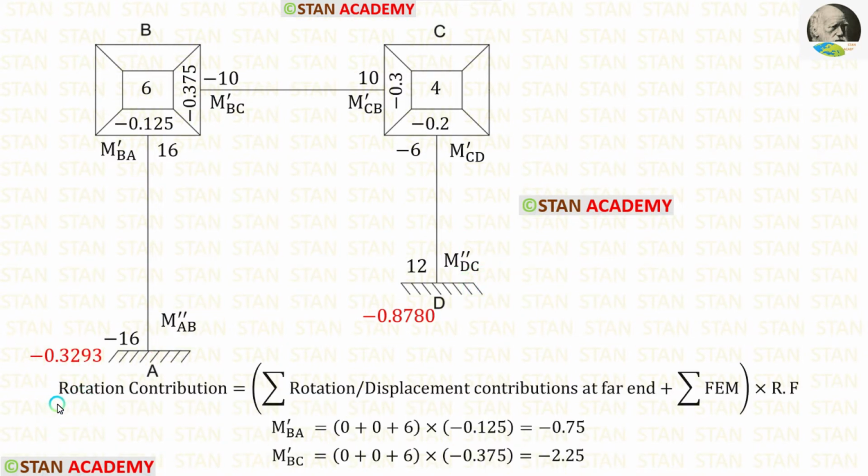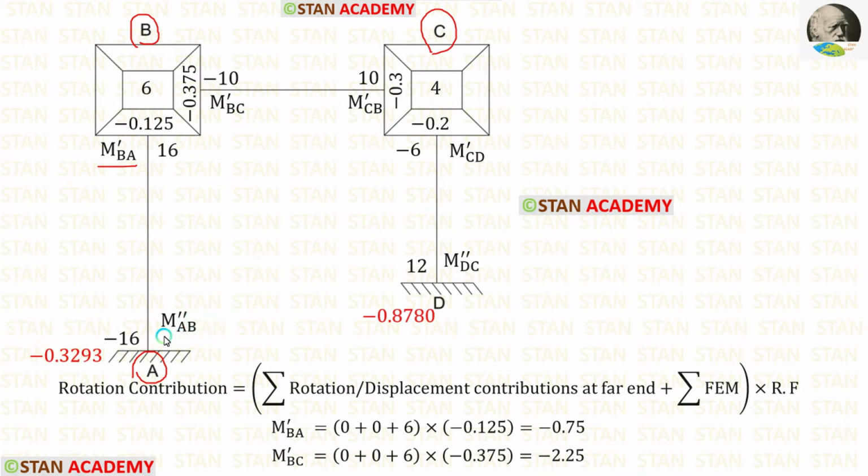The formula to find the rotation contribution is the summation of rotation or displacement contributions at a far end, plus the summation of fixed end moments multiplied by the rotation factor. Now let us find M'-BA. M'-BA is located at point B. For point B, the far ends are point A and point C.